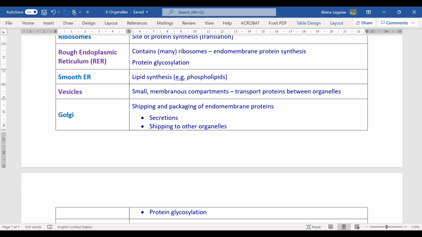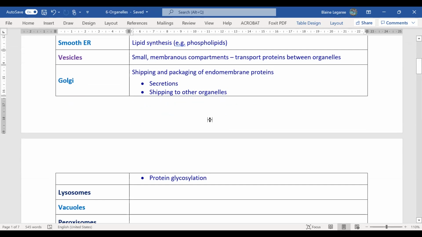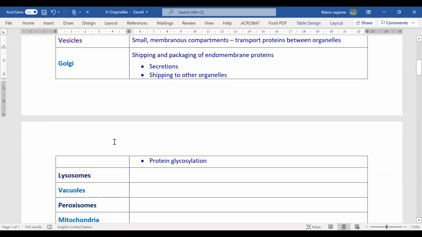Okay, time check here. All right, there's a couple more organelles we'll talk about before cutting you loose for today. We want to talk about these last three: lysosomes, vacuoles, and peroxisomes. So that'll only take a couple of minutes here.